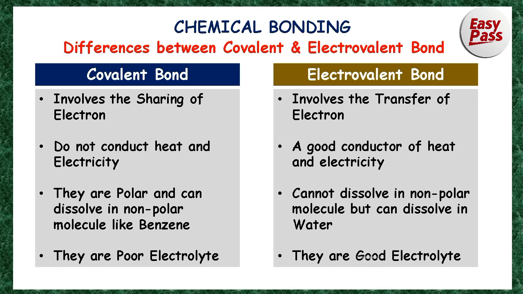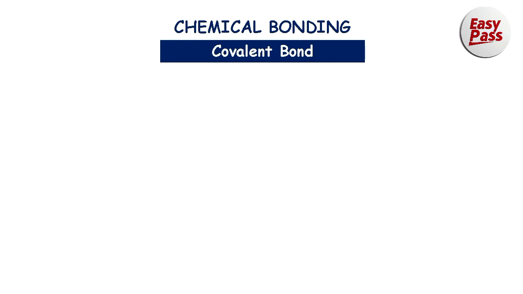Another difference between covalent bond and electrovalent bond is that covalent compounds are poor electrolytes, while electrovalent compounds are good electrolytes, because they can conduct heat and electricity, while covalent compounds cannot conduct heat and electricity.